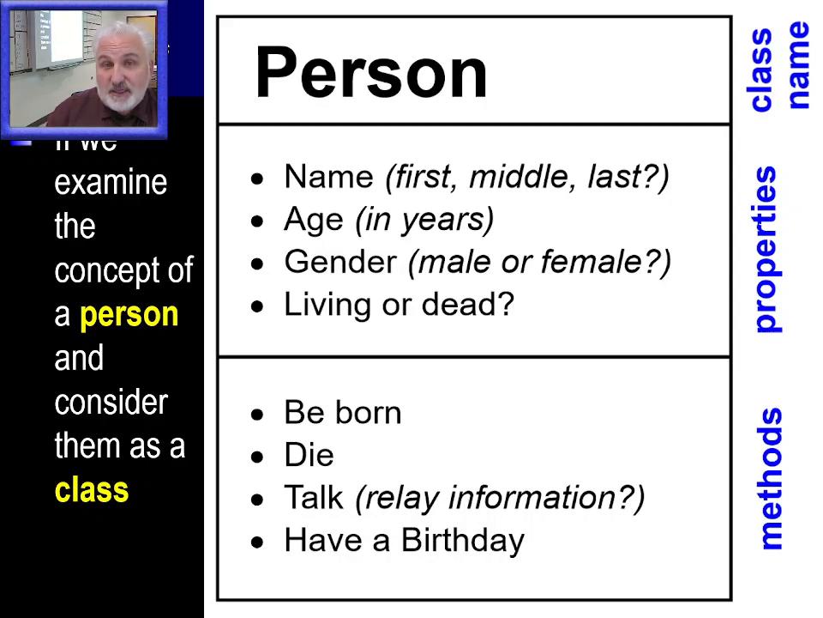Right? So if we put this in a more practical example, class Person could have properties like name, age, gender, and living or dead. And class Person could have methods like being born, dying, talking, and having a birthday. That would be an example.